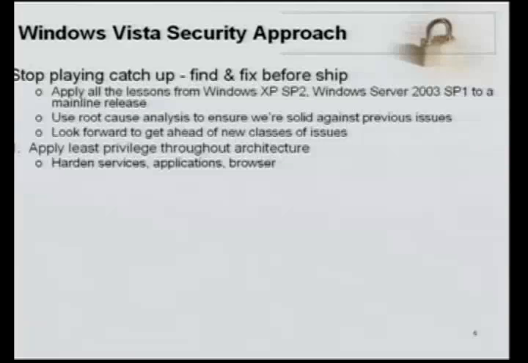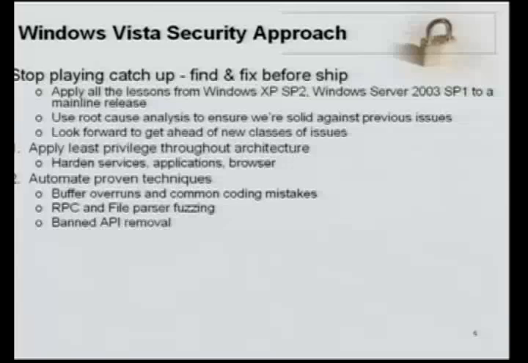So the overall security approach, the way I like to think about it, is really four major tactics. The first is to take this concept of least privilege and apply it consistently throughout the architecture of Windows. Vista has probably the biggest reduction in privilege level of any Windows release ever. And we've taken this concept of least privilege and applied it to applications, things like the browser, and also services. I'll spend a little bit of time talking about that.